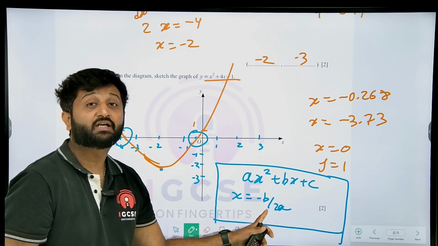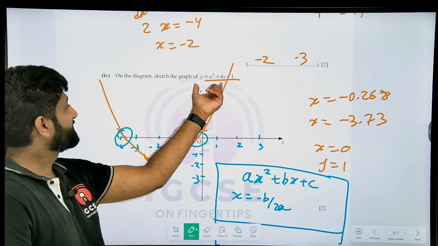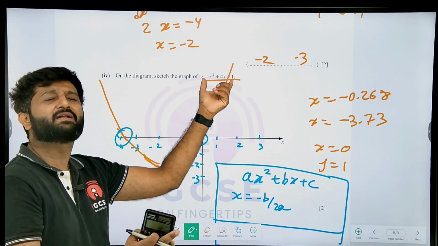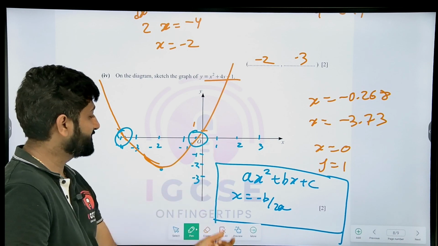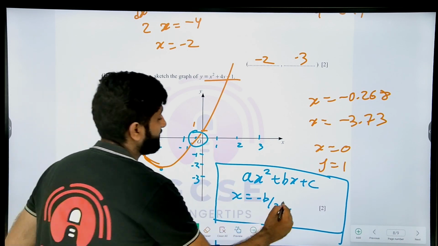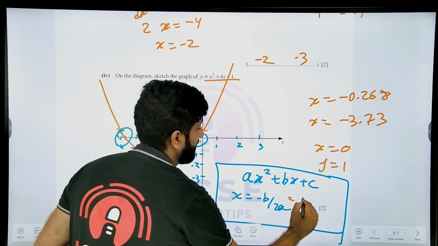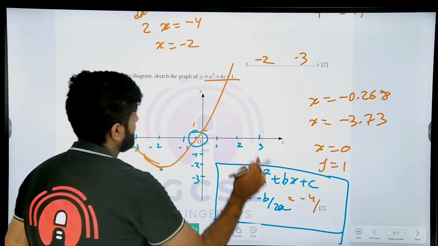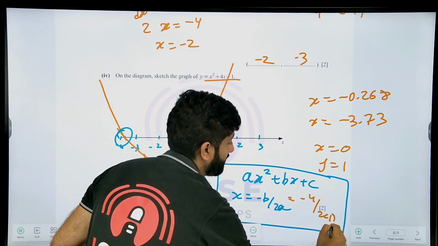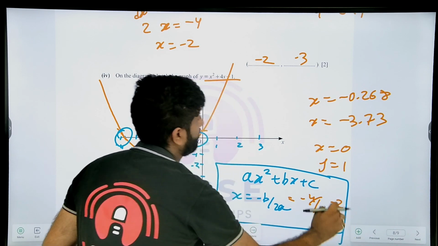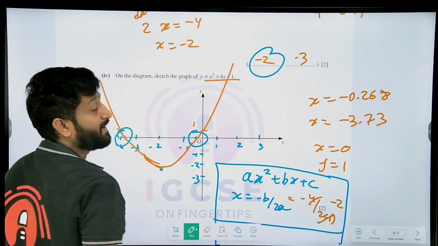This is the value for the turning point of x. Let's say this was the equation. If they simply tell me to find the turning point, which is negative b over 2a, what is the value of b over here, guys? 4. So minus 4. What is a? 1. 2 into 1. So again negative 2. Yes, right. This is matching.